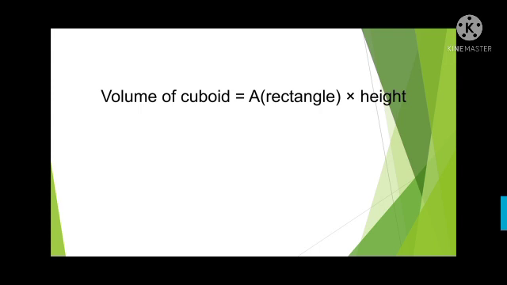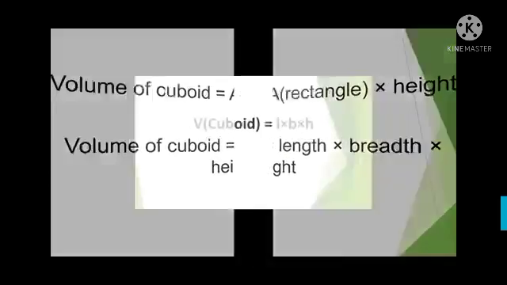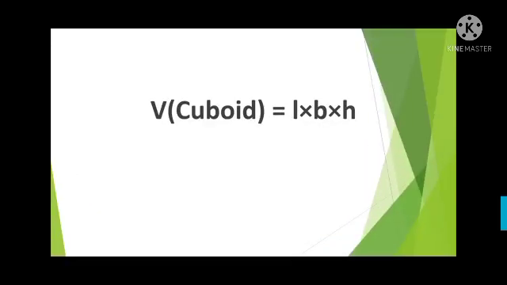As you have learned earlier, area of rectangle is length into breadth. And if we multiply the height, then volume of a cuboid becomes length into breadth into height, which I have written L into B into H, where V is volume, L is length, B is breadth, H is height.